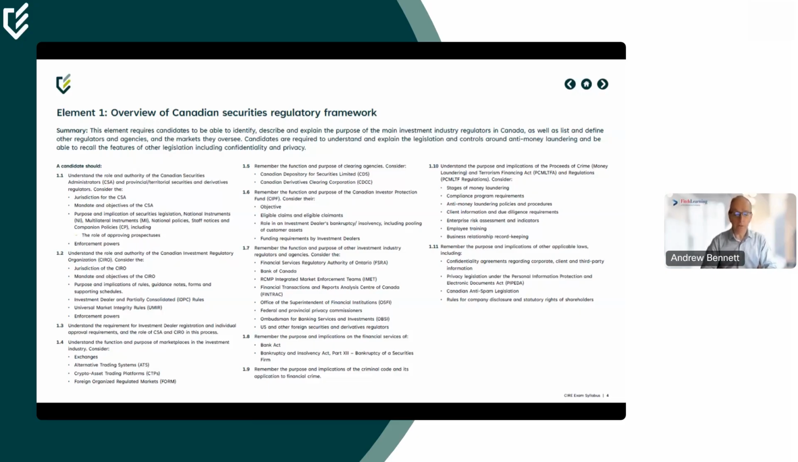Whereas when you look at 1.11, further to the right of the page, you can see that this one says, remember the purpose and implications of other applicable laws, including. And using the word including says that this is not a finite list. So including, but not exclusively. So it could include other elements too. And it allows flexibility for changes, flexibility for additional laws that come in place.